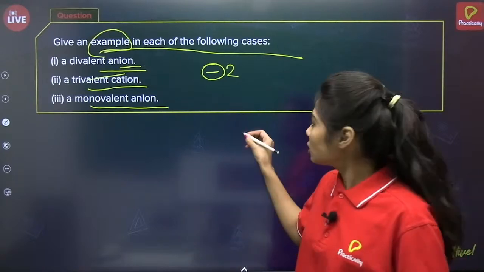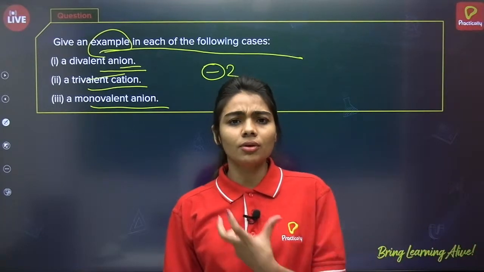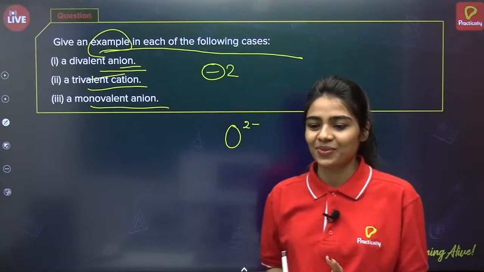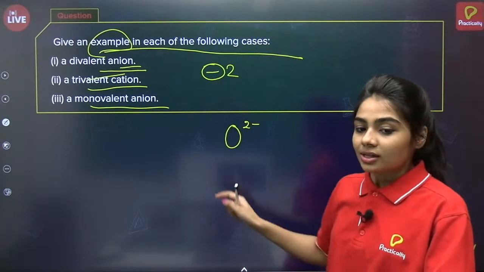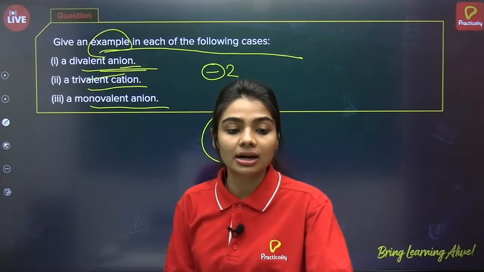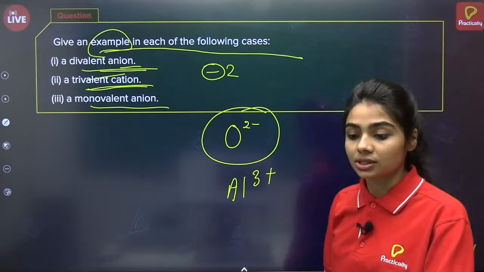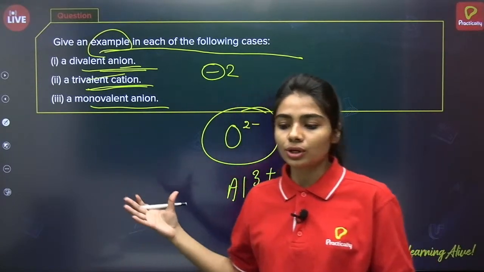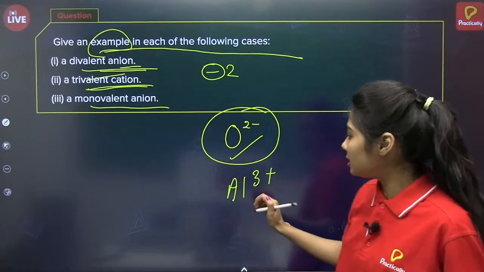So oxygen, you have seen oxygen as O2 negative. Why O2 negative? Because it has the valency of 2 and it will gain electrons. We will see this. Aslam, it's not an MCQ type question, so you need to give the example. A divalent anion: O2 negative is the example. A trivalent cation, as you have seen, Al tripositive. We will learn about ions, cation and anion in a later slide, but for now you just need to learn this. So for a divalent anion, it is O2 negative. For a trivalent cation, it is Al3 positive.